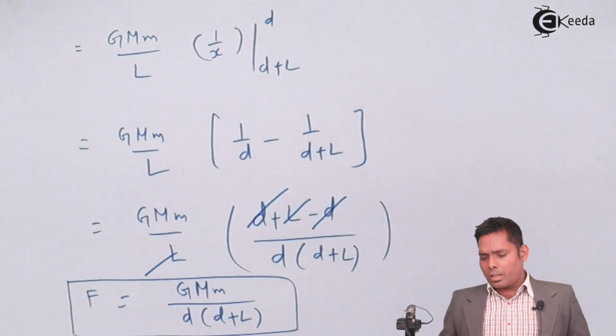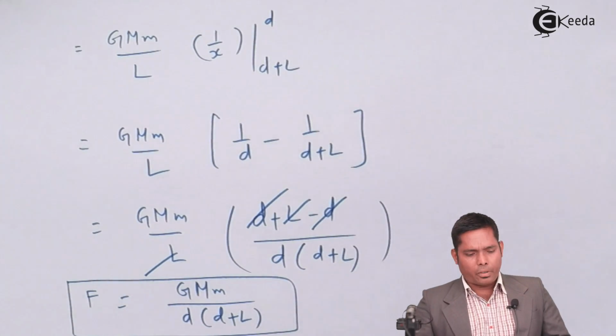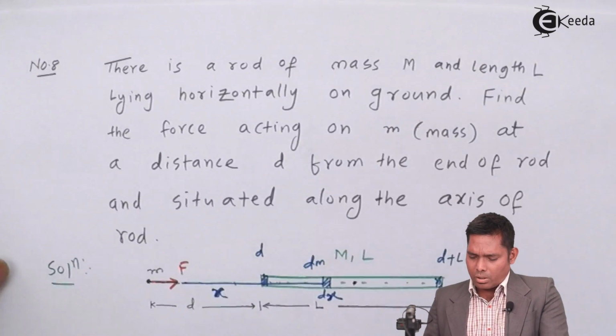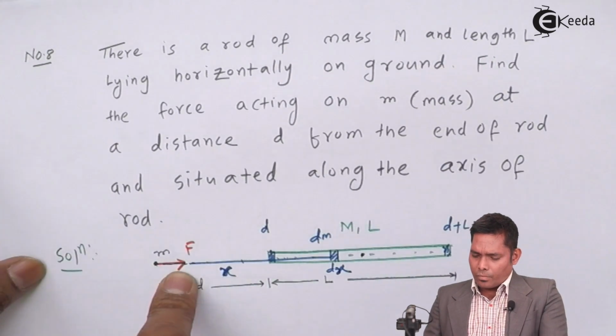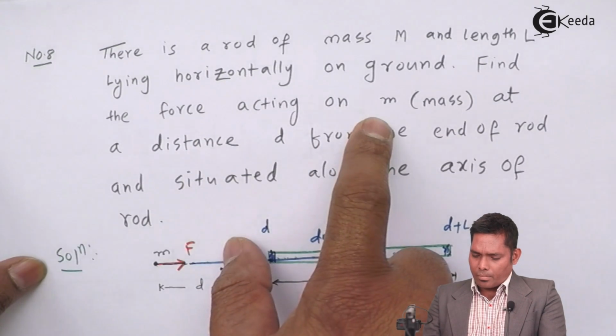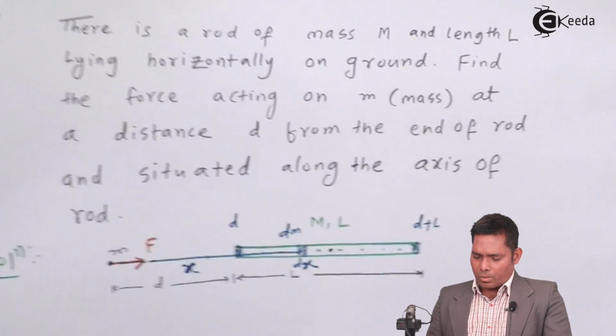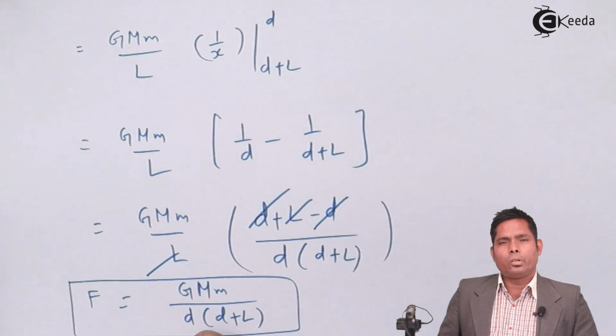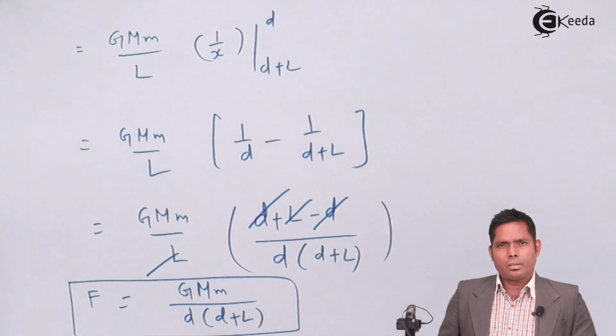This is the force that will act on the point mass. So the question was how much is the force acting on m, and the force comes out to be G m m over d into d plus L. Okay, thank you.